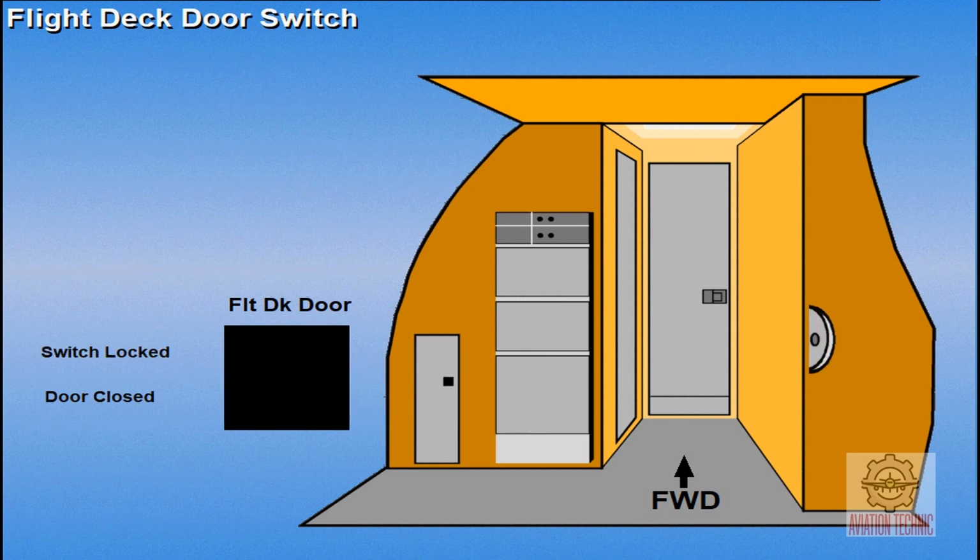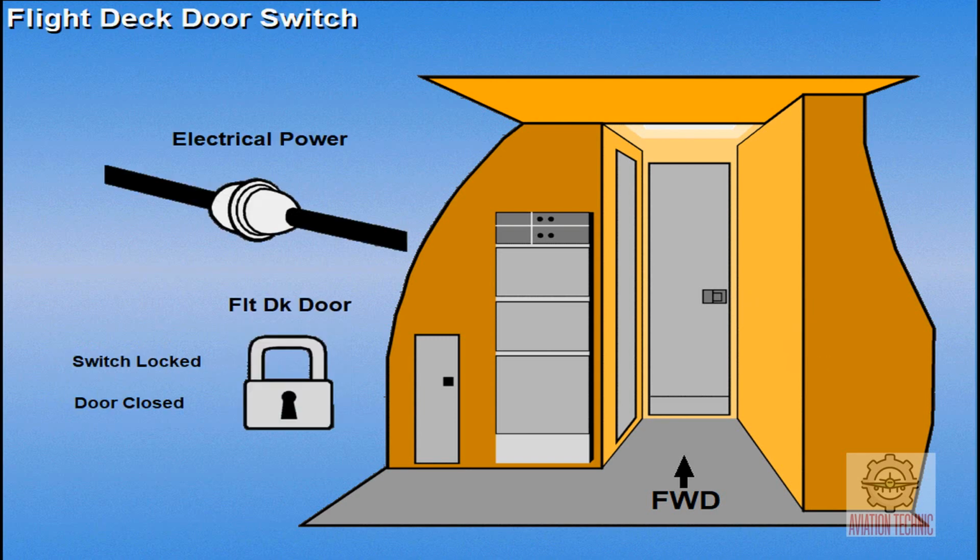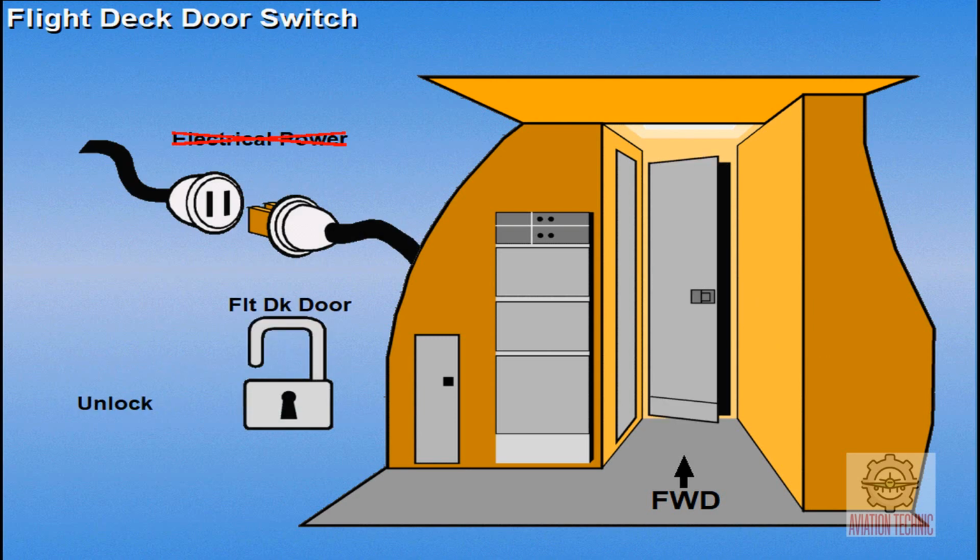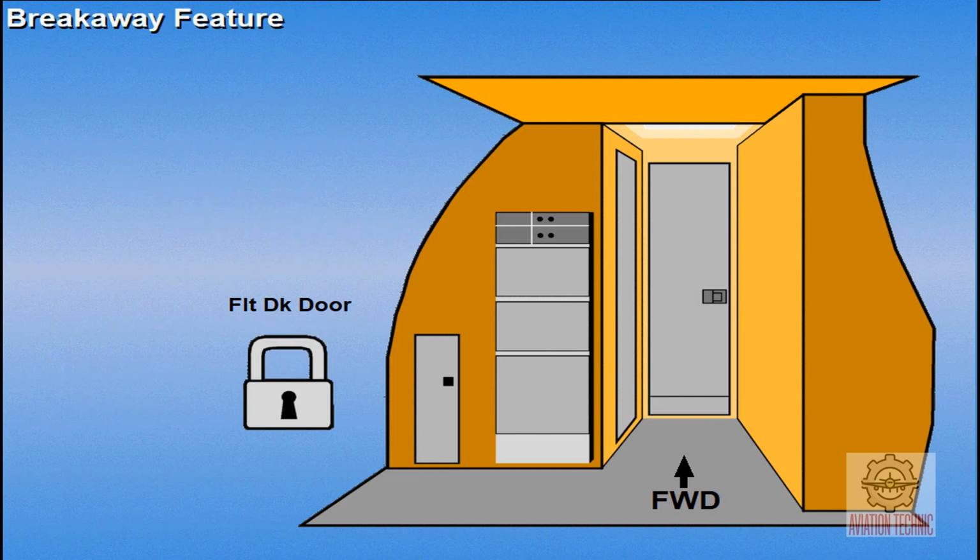To unlock the door from the cabin compartment, a key is required. A loss of electrical power will automatically unlock the door. The flight deck door has a breakaway feature that allows the door to be forced open in either direction during emergency situations.